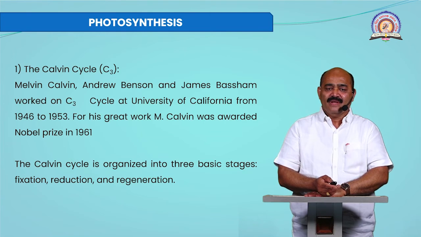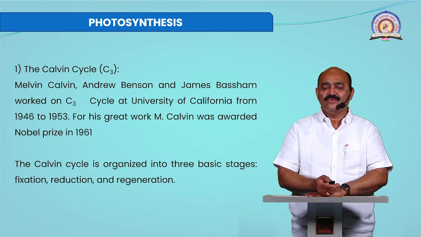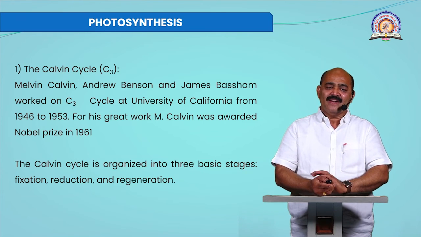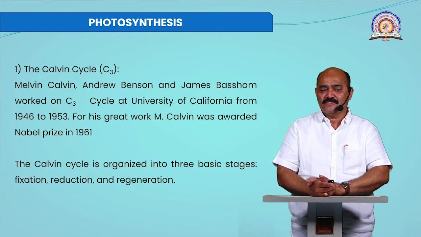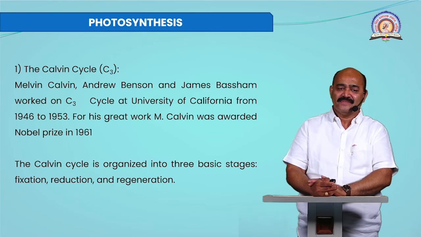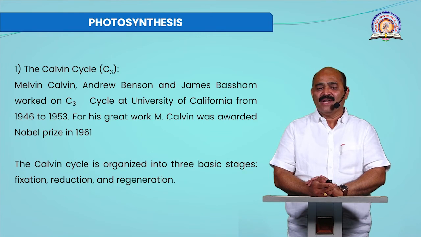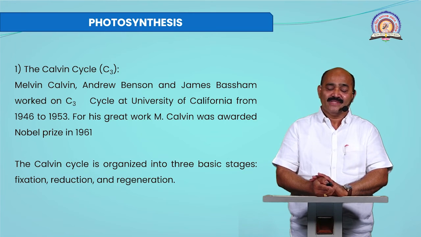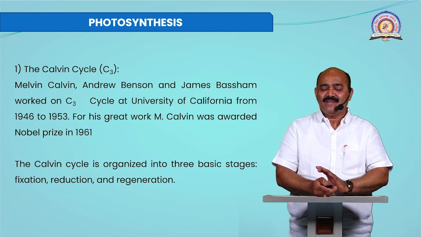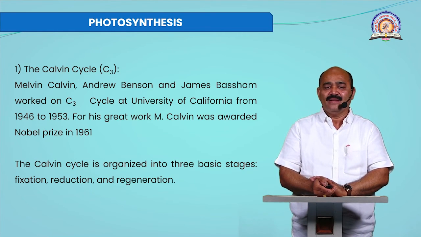Fixation means carbon dioxide enters into the leaves and it is converted into 3-phosphoglyceric acid. It is known as the fixation process. Reduction means 3-phosphoglyceric acid is converted into fructose 6-phosphate. It is known as the reduction phase. And regeneration means from fructose 6-phosphate, again formation of ribulose 1,5 diphosphate. It is known as regeneration. The complete cycle is divided into three phases or three stages: fixation, reduction, and regeneration.